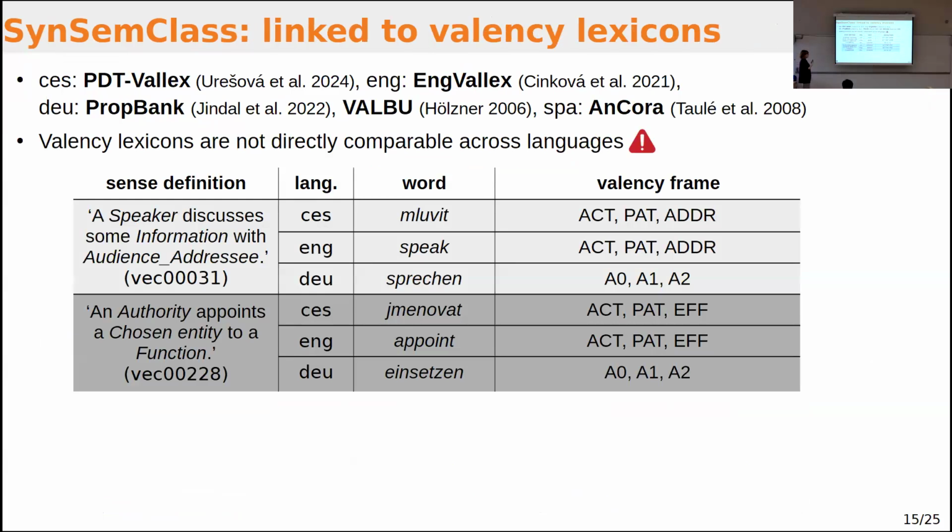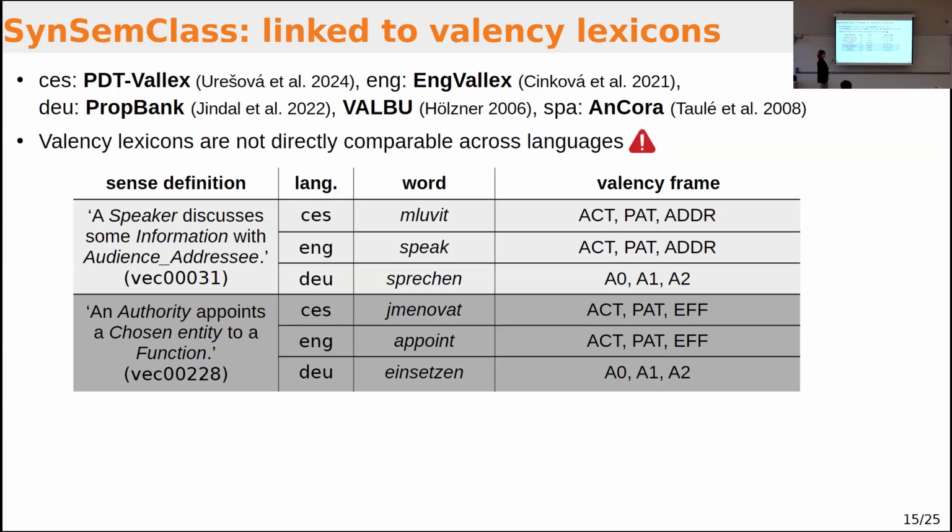And here we run into the first difficulty: the valency lexicons are not directly comparable. So thanks to English Valex, we have a directly comparable representation for Czech and English with the PDT functors. However, for German, we don't. So to demonstrate this, here are two verbs, one meaning to speak, as in the sense a speaker discusses some information with an addressee, and another meaning to appoint. An authority appoints a chosen entity to a function. For Czech and English, the first verb has the actor, patient, and addressee. Someone talks about something to someone.